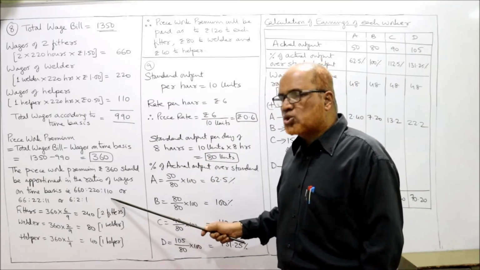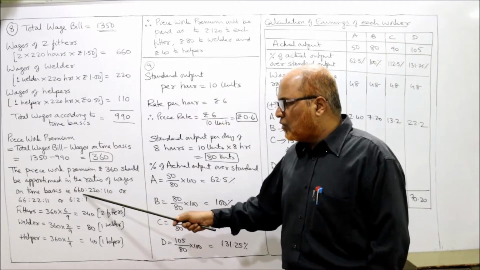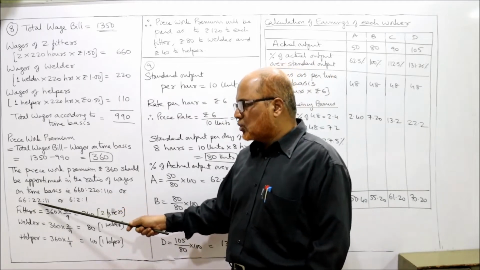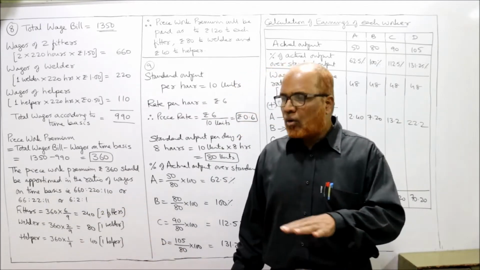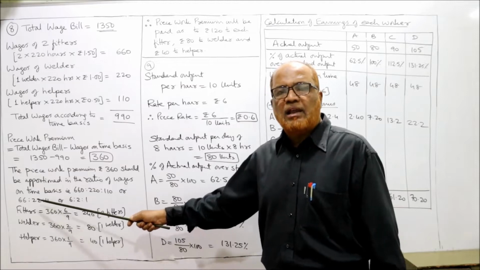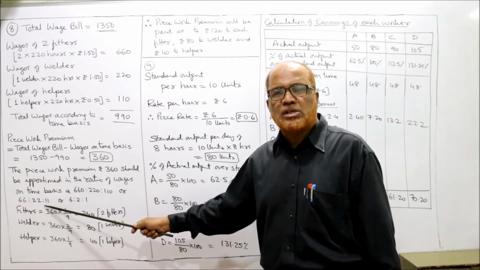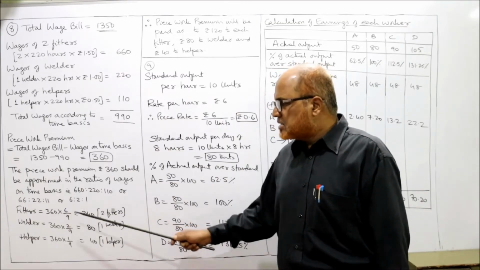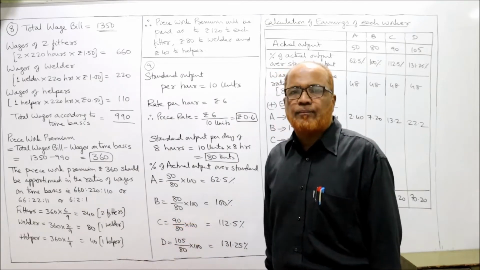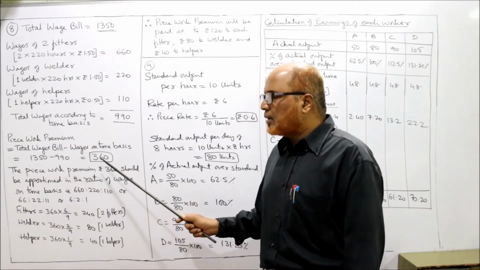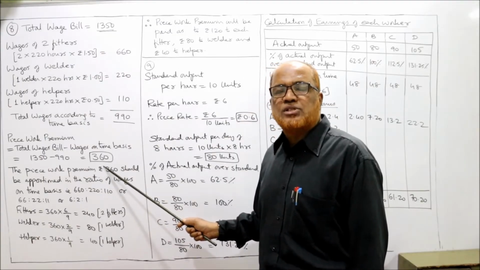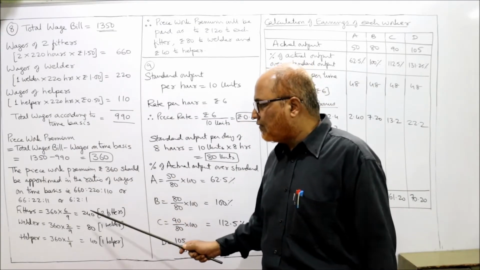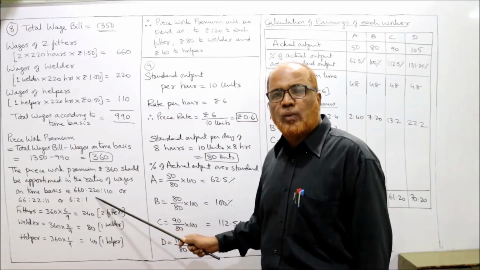660 is to 220 is to 110, or if you remove 10, 66 is to 22 is to 11, and all three are divisible by 11. 11 6s are 66, 11 2s are 22, 11 1s are 11. So 6 is to 2 is to 1. 6 plus 2 is 8, 8 plus 1 is 9. So this piecework premium of 360 rupees will be divided in the ratio of 6 is to 2 is to 1.